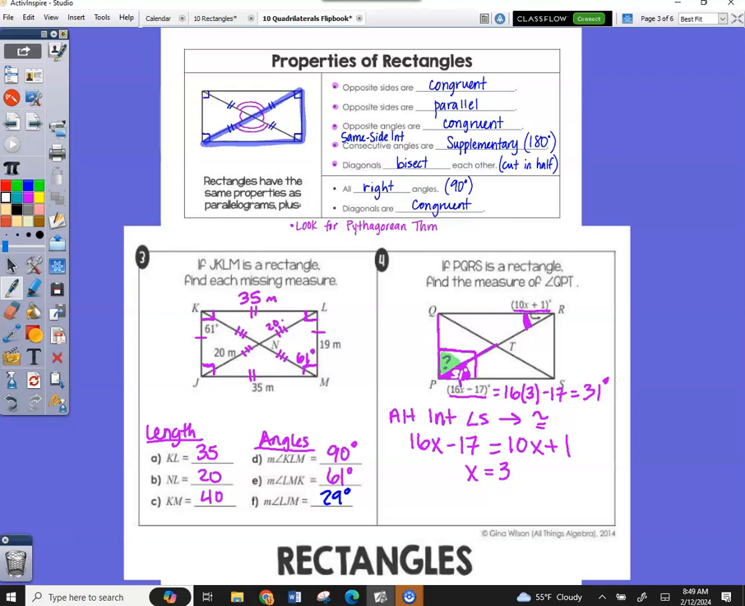And it's a rectangle, right? Do you see it now though? The corner is 90. So 90 minus 31, and the answer would be, what did we say? 59 degrees.